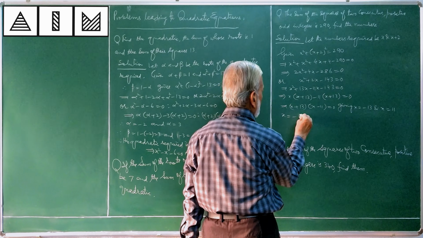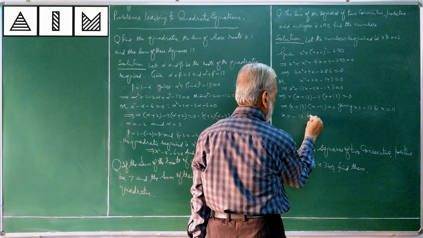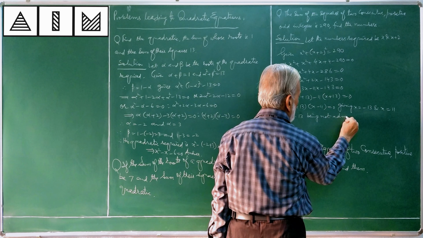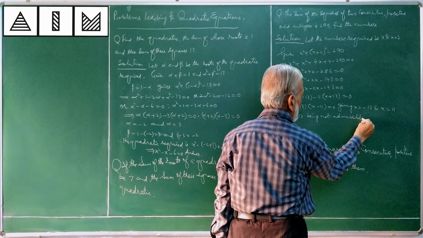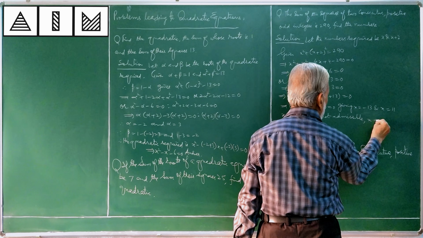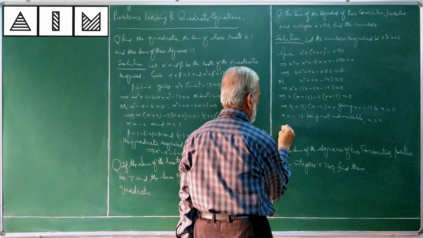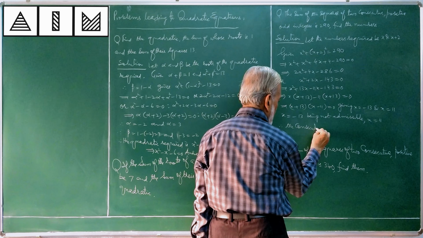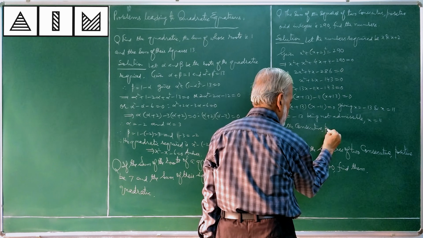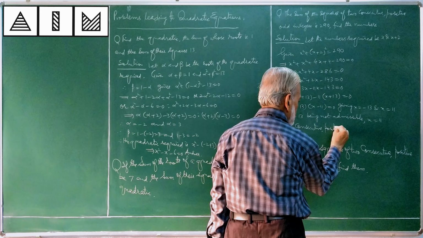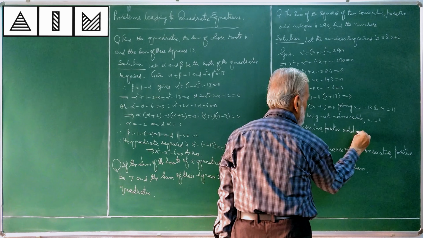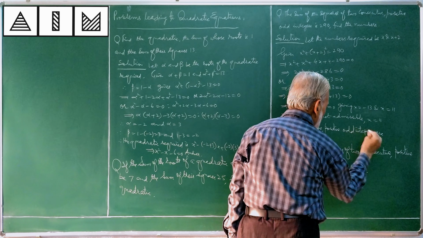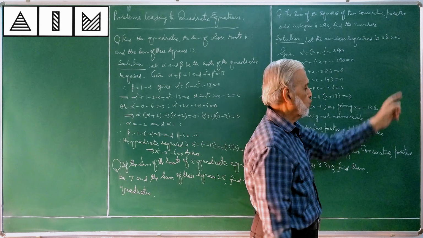X is equal to minus 13, don't write reject or don't say reject, being not admissible. X is equal to 11. Therefore, the consecutive odd integers required, the consecutive positive odd integers are 11 and 11 plus 2.